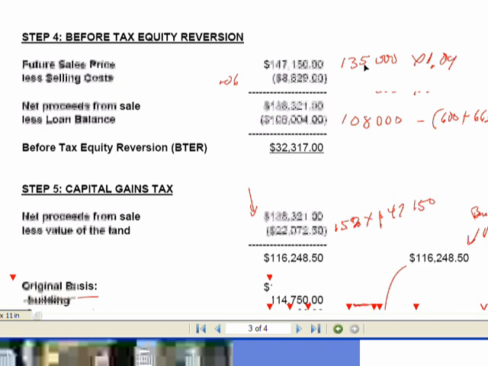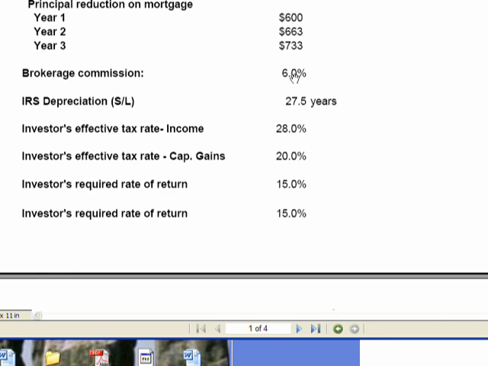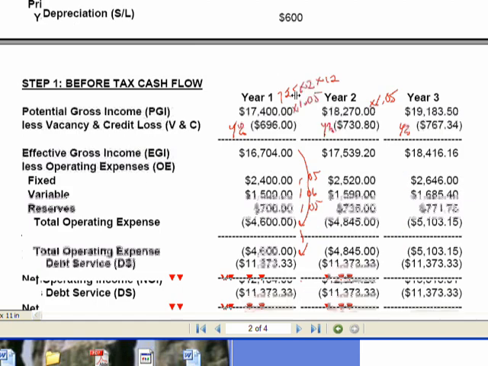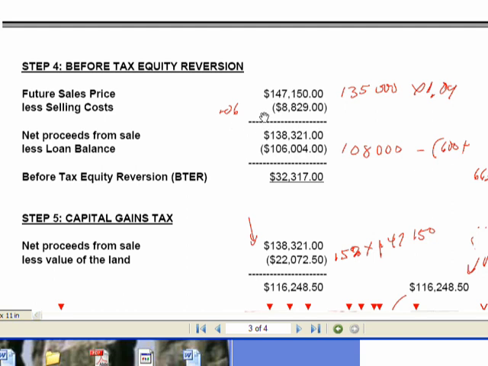So if you take 135,000 times 1.09, that gives you 147,150. But that's not money in the investor's pocket. The assumption was that we're going to pay a 6% brokerage commission when we sell the property. Remember, the broker's commission typically comes out of the sale of the property. So 6% of 147,150, that's 8,829. Subtract that. That gives us what's called the net proceeds from sale, and that's 138,321.